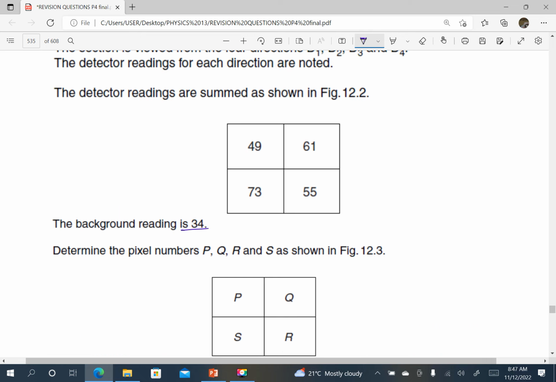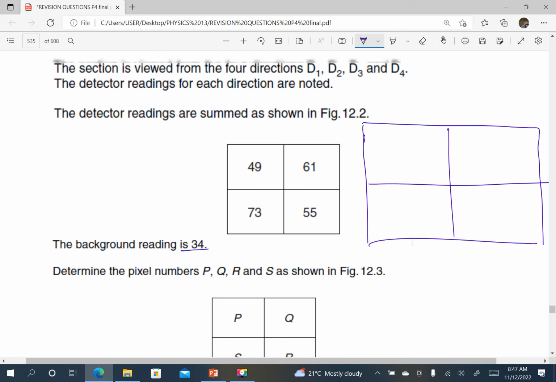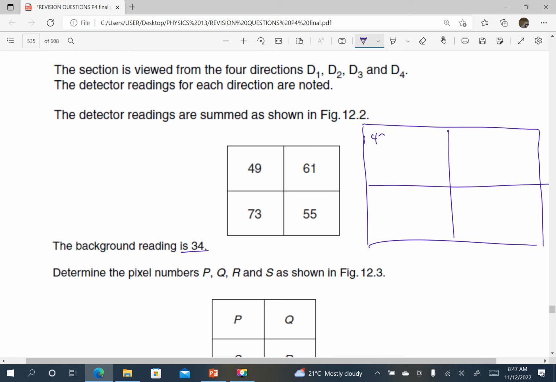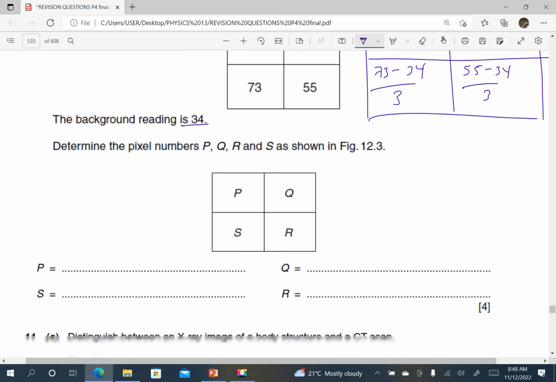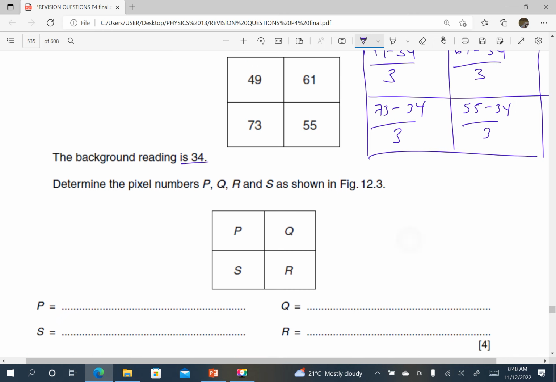Okay, so I'll draw another table here as part of my working. So I will have, remember, the final detector reading, you subtract the background, divide by 3 to consider allowance for the fact that more than one view was taken. We have 61 minus 34, we divide this by 3. We have 73 minus 34, divide this by 3. 55 minus 34, divide this by 3. So you check with your calculator.